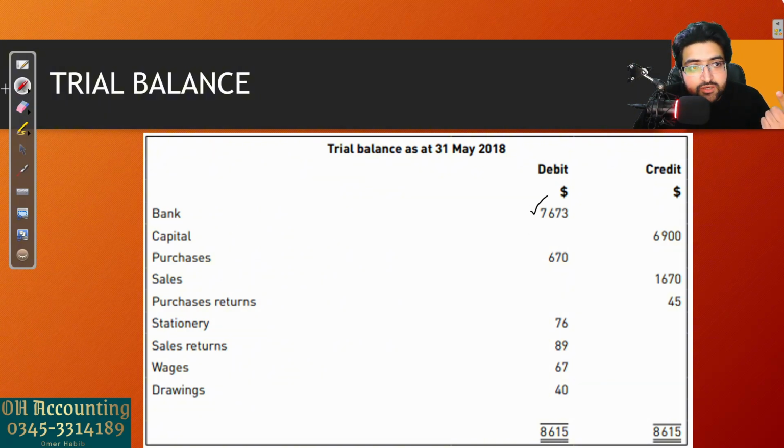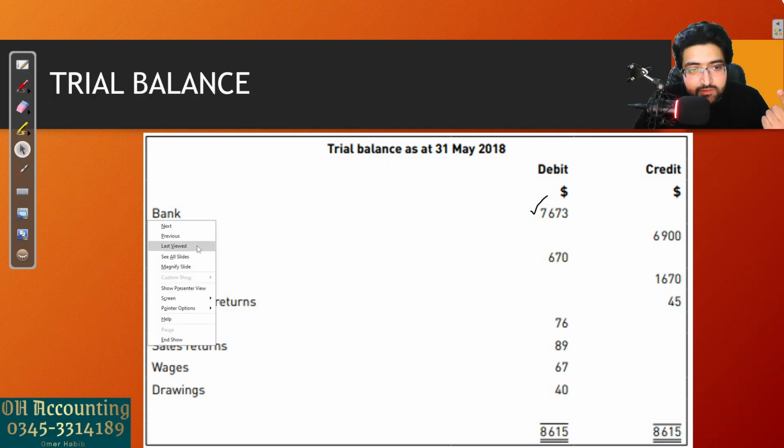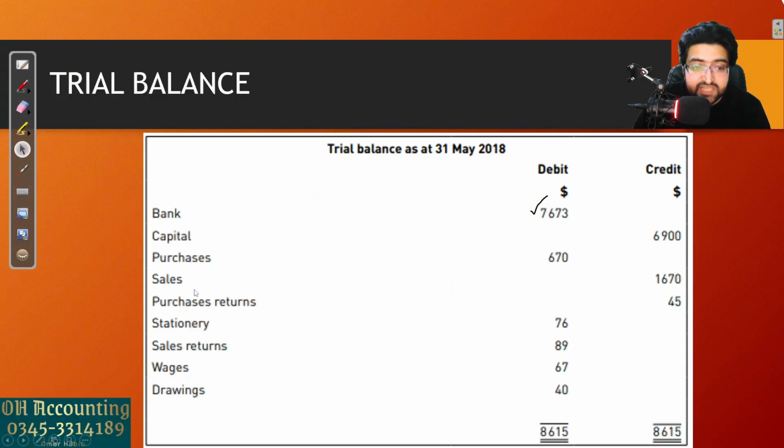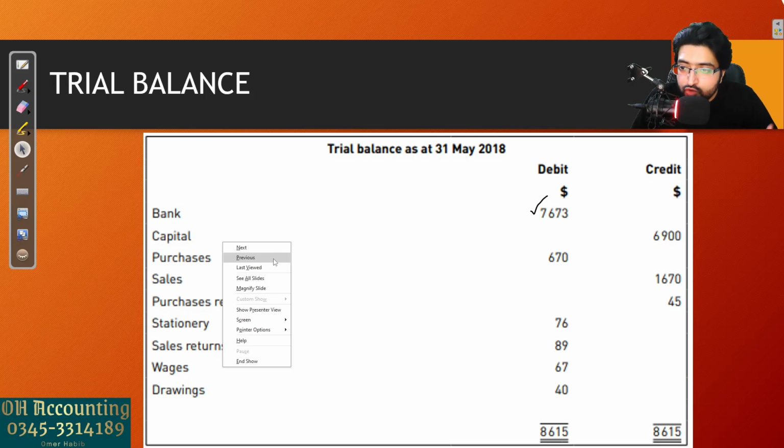Okay, let me go back and show you the T account of bank one more time. See, this is the bank T account. Let me change the color to red. Okay, this is the bank T account. You can see the final balance is 7673 and it's on the debit side. So that's why in the trial balance, when I'm listing all the accounts, these are all the accounts that we have made, all the T accounts. I've named them here: bank, capital, purchases, and then I have just written the final amounts in the debit or credit column depending on what the final balance was for those accounts.